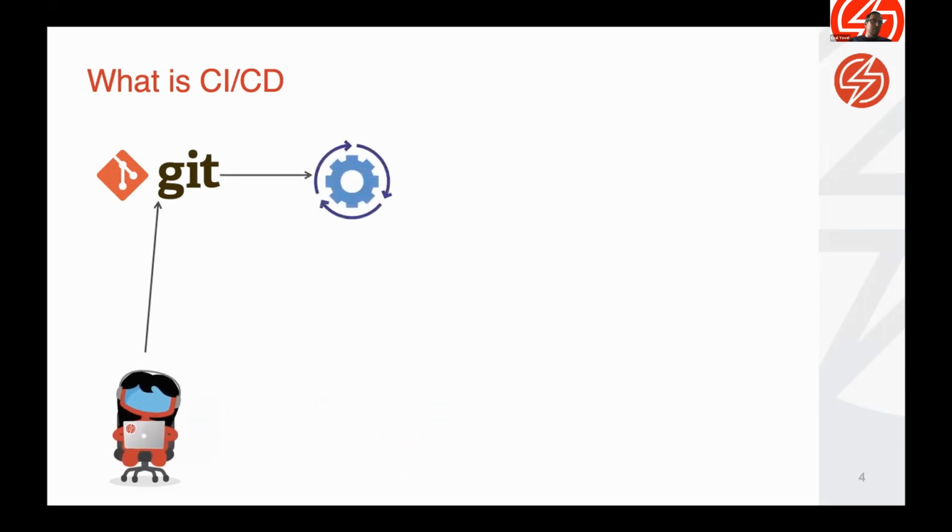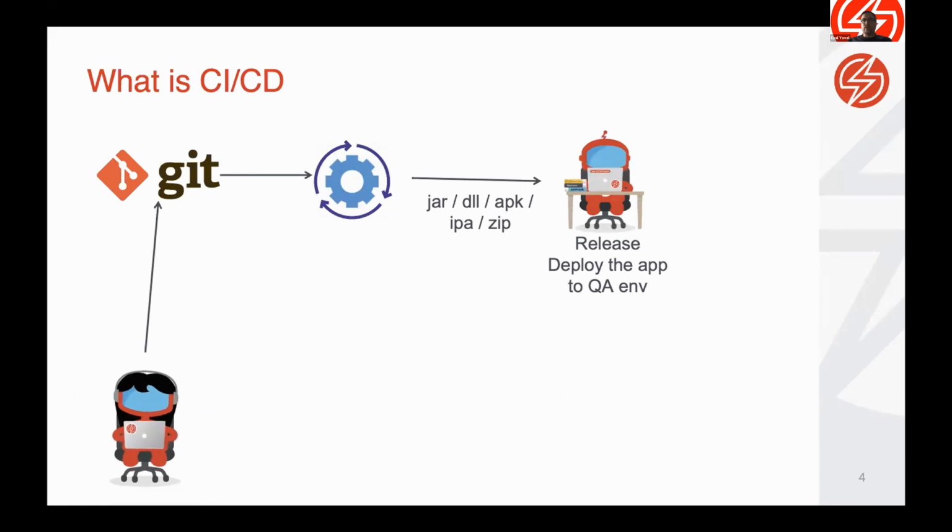From the Git, we go to the build. We build applications, we compile the app, we run the build commands according to what we actually build. The output of this process can be a jar file, DLL file, APK, IPA, zip file. It all depends on what we actually develop. And from here, we have the release step: deploy the app to a QA environment, and from here to deploy to production.